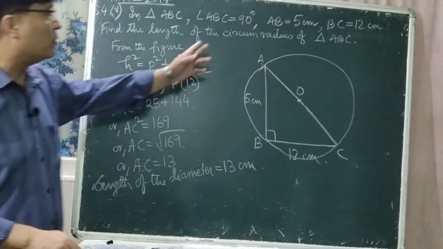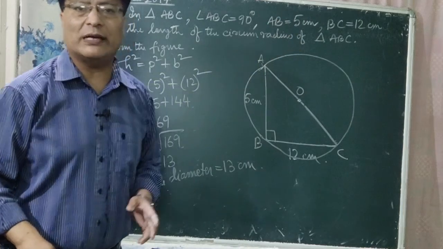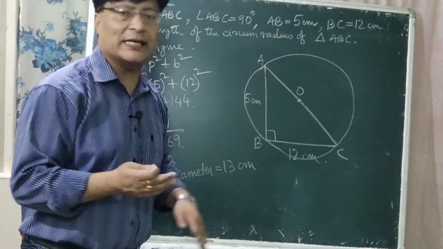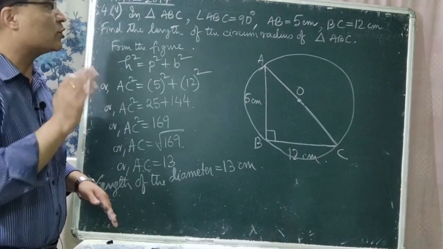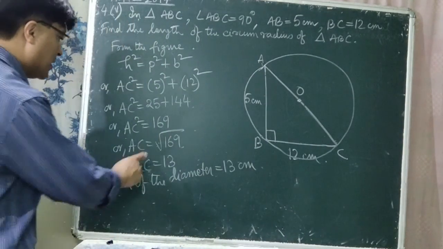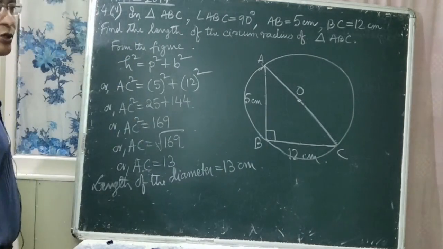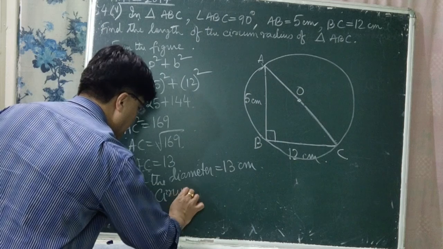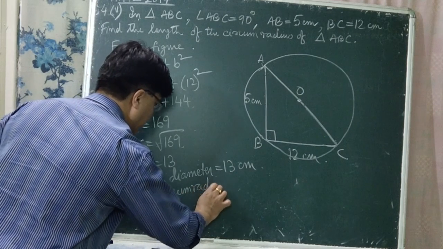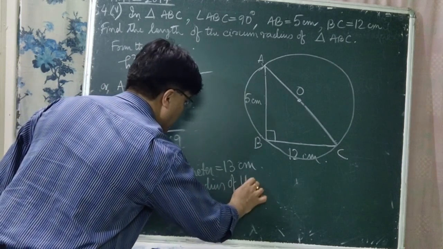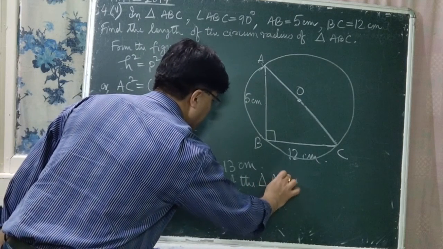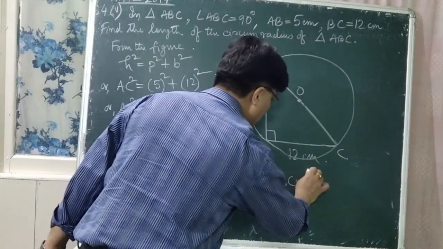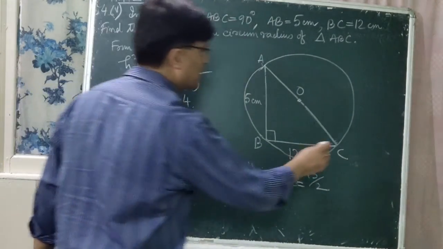Now in this case you have to find out the circumradius of the triangle ABC. What do you mean by circumradius? That is half of the diameter. In this case it is known as the circumradius of the triangle ABC. That is half of this diameter will give you the circumradius of the triangle ABC. So therefore circumradius of the triangle ABC is equal to half of this diameter. That means 13 divided by 2.